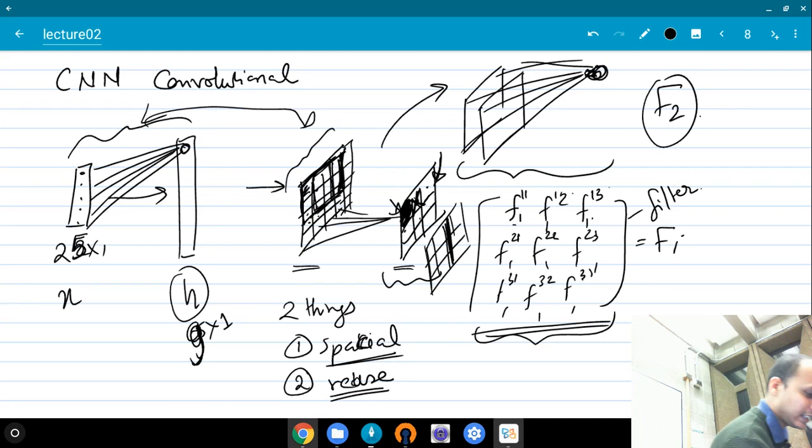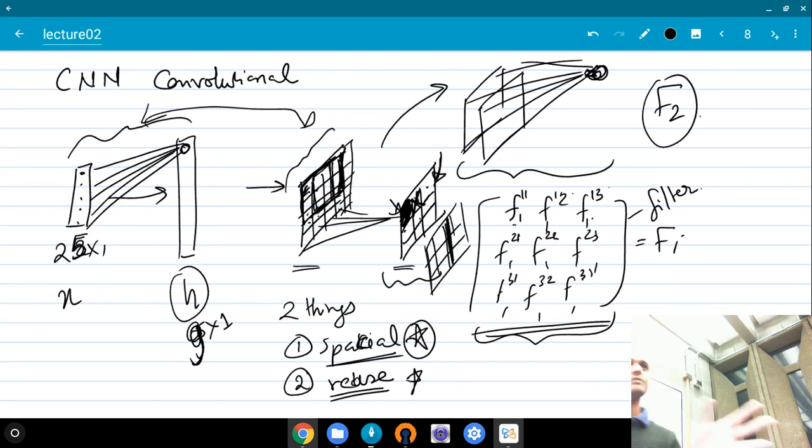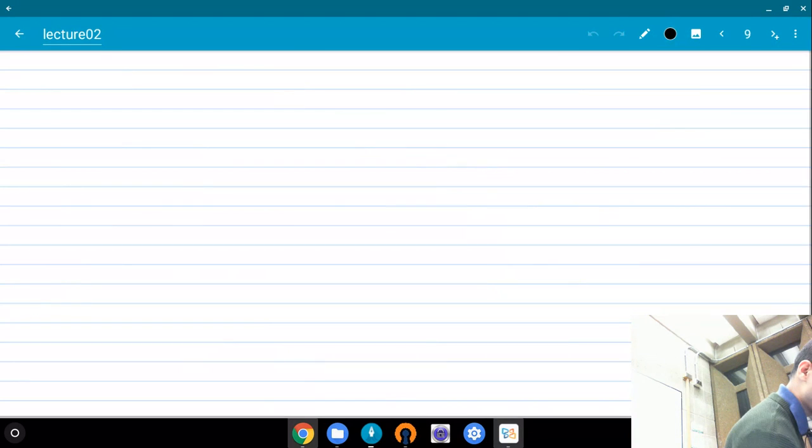Spatially, in fact, spatial is important, and I use the same 9 numbers as I move along to compute different entries of this 3 cross 3 matrix, okay. So what is the operation happening? Let me draw a better picture.